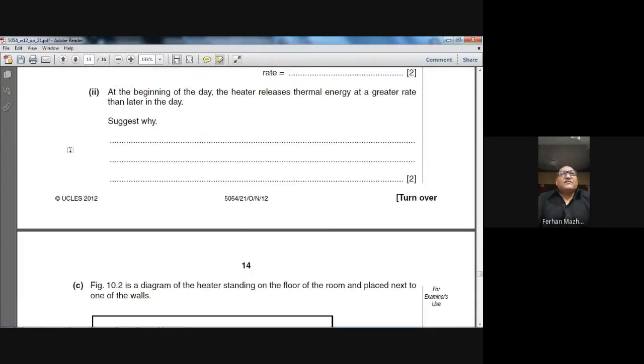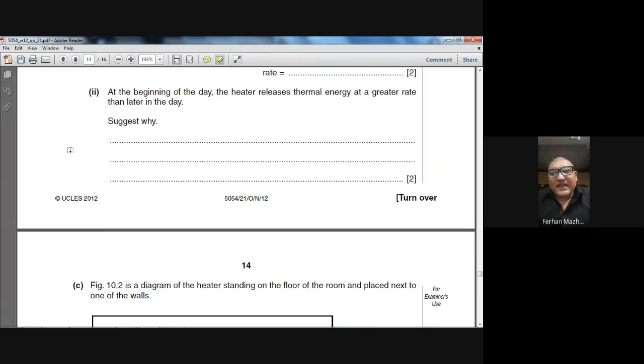At the beginning of the day, the heater releases thermal energy at a greater rate than later in the day. Suggest why. It's a 2 mark question, and the thing is very interesting. The bricks are at 96 degrees centigrade when the day starts, and then they start cooling. So the rate of cooling in the start is very fast.